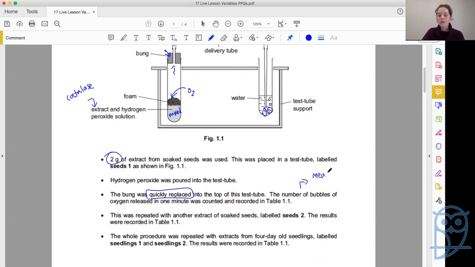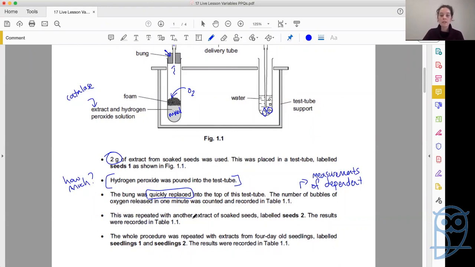So these are measurements of our dependent variable. Okay, another question that comes up here. We had 2 grams of extract from soaked seeds. How much hydrogen peroxide was poured in? Did we just slosh it in? Or did we measure 2 moles or 5 moles? Because remember, if we want to be able to repeat this experiment, we must have precise instructions. Otherwise, it's not necessarily the same.